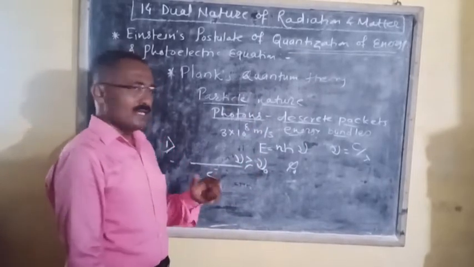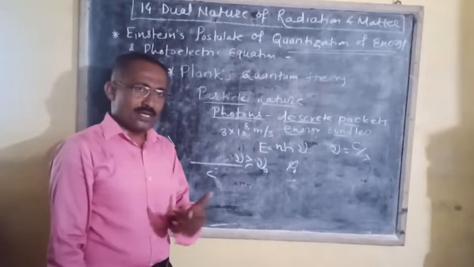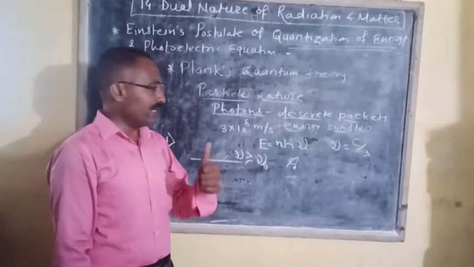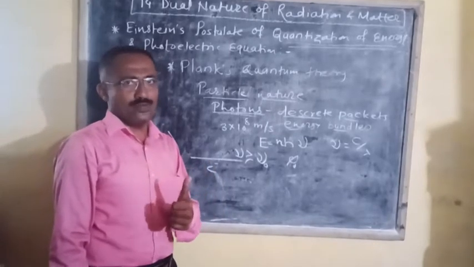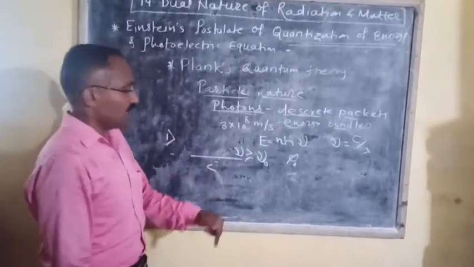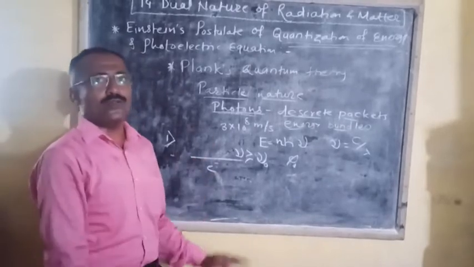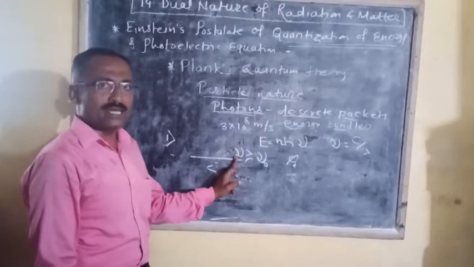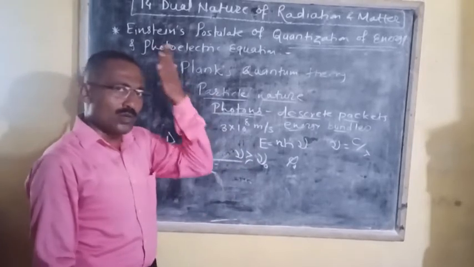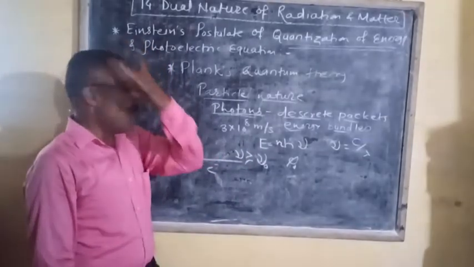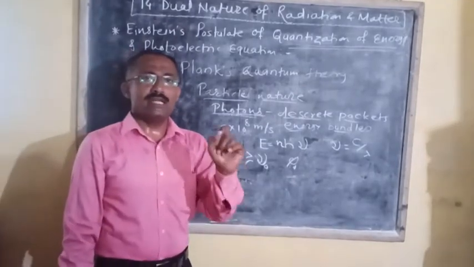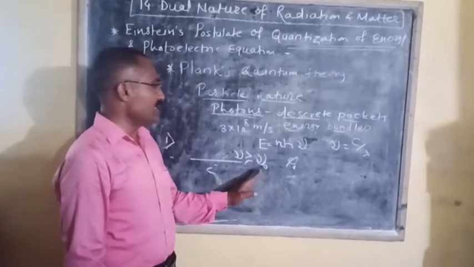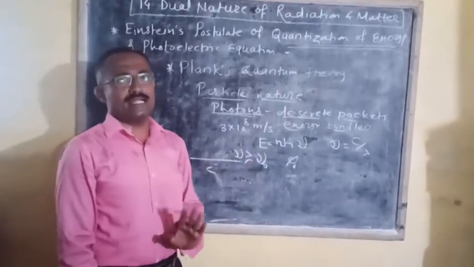Means for the ejection of an electron, the incident radiation has some characteristic minimum frequency, and that frequency we know as the threshold frequency. And to knock out the electron from the metal surface, the frequency of the incident radiation must be greater than or equal to the threshold frequency, whatever may be the intensity of light. Whatever may be the intensity of light, this is the first characteristic.